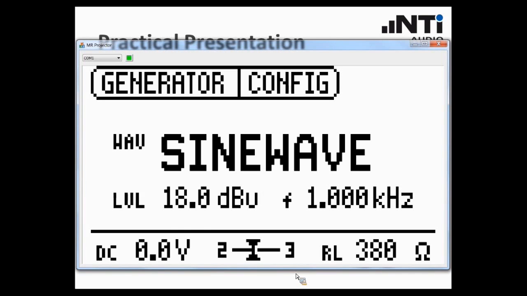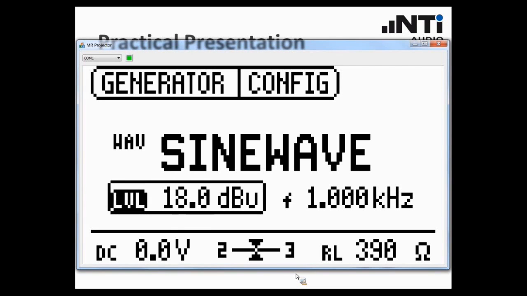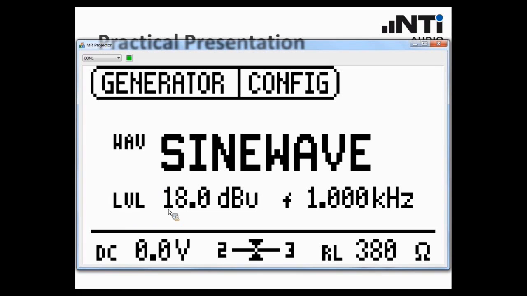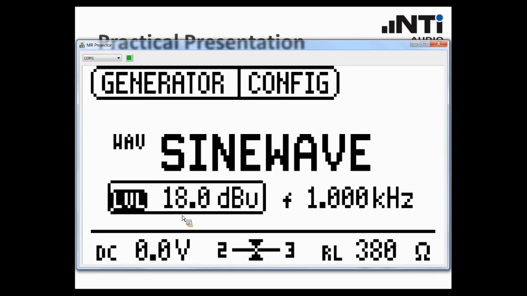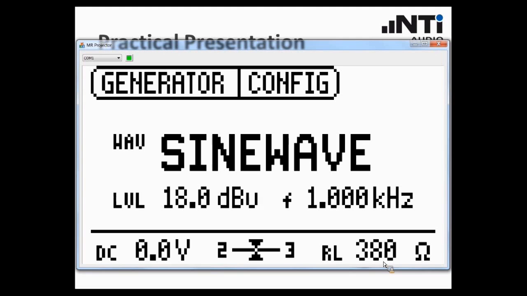Now I have further reduced my load impedance, and here you see this flashing frame that indicates that this value cannot actually be achieved by the MR-PRO because it is too high compared to this low load impedance. As soon as I reduce the level again to an amount that it can be driven by the device, the flashing frame disappears again.